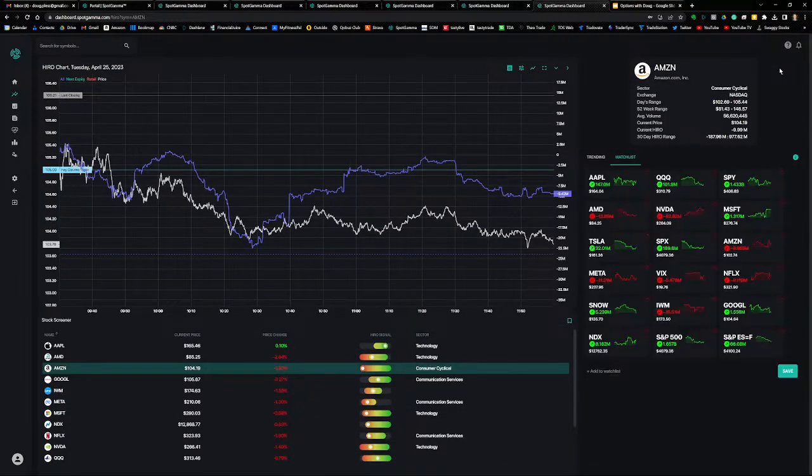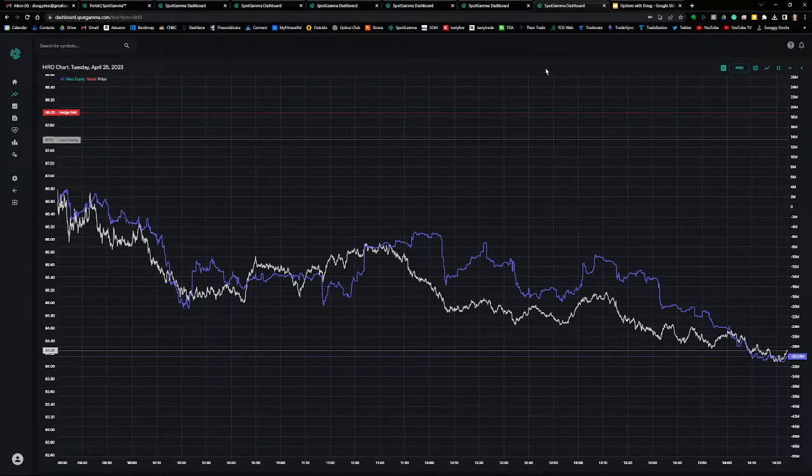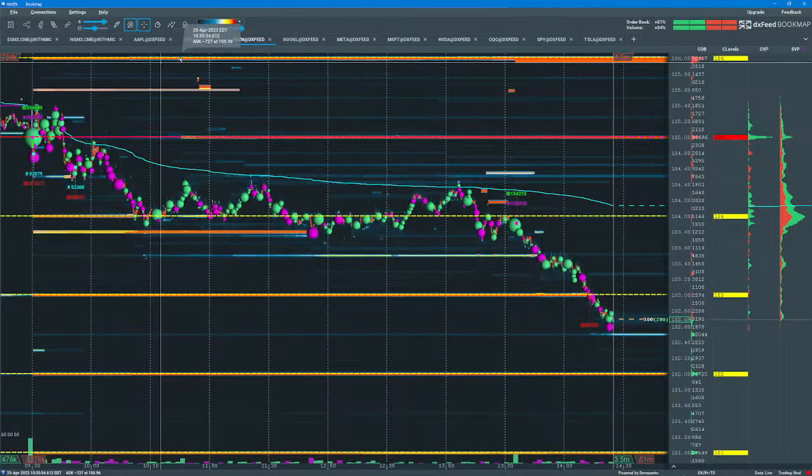All right, one other stock. Let's take a look at AMD. Here there was a stronger confirmation between hedging flow and price action. So let's go take a look at Bookmap and take a look at AMD.